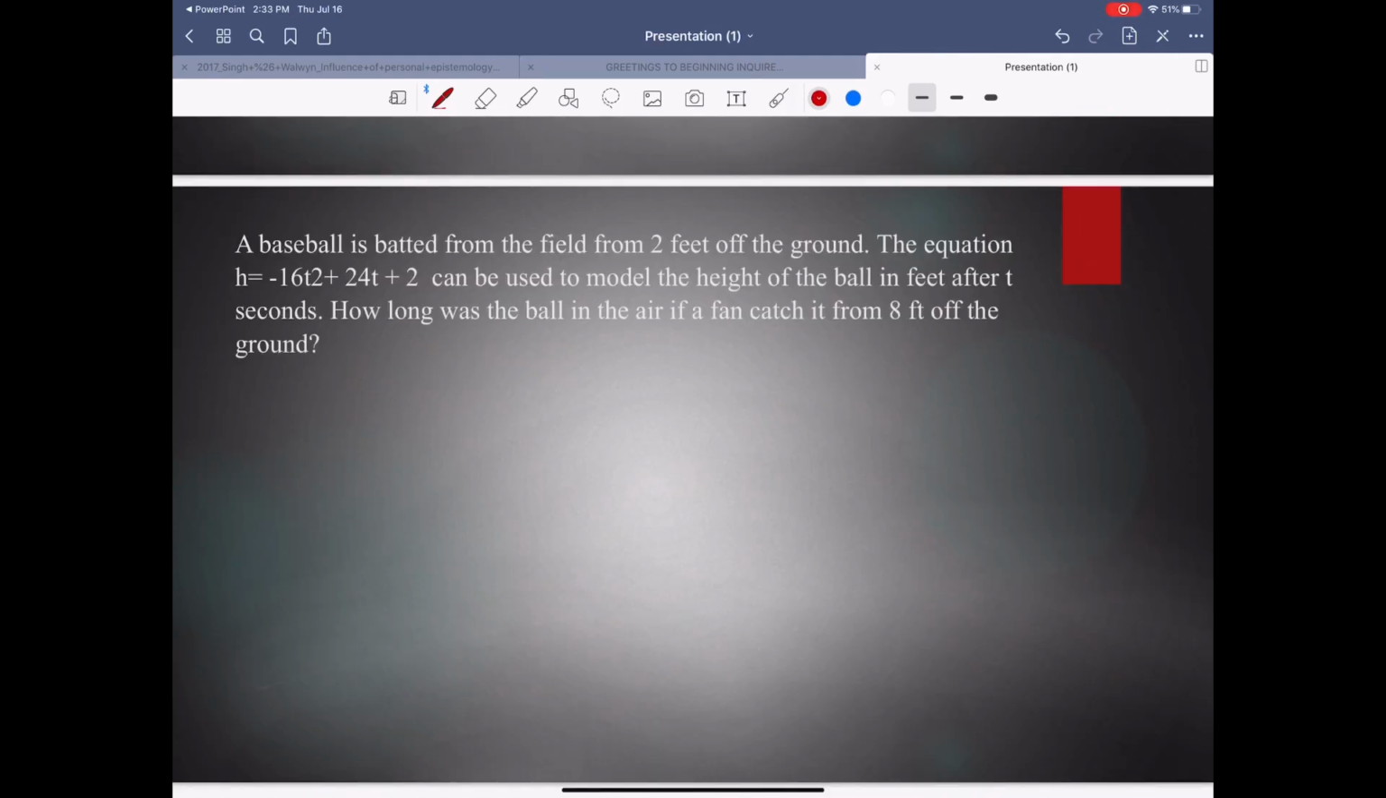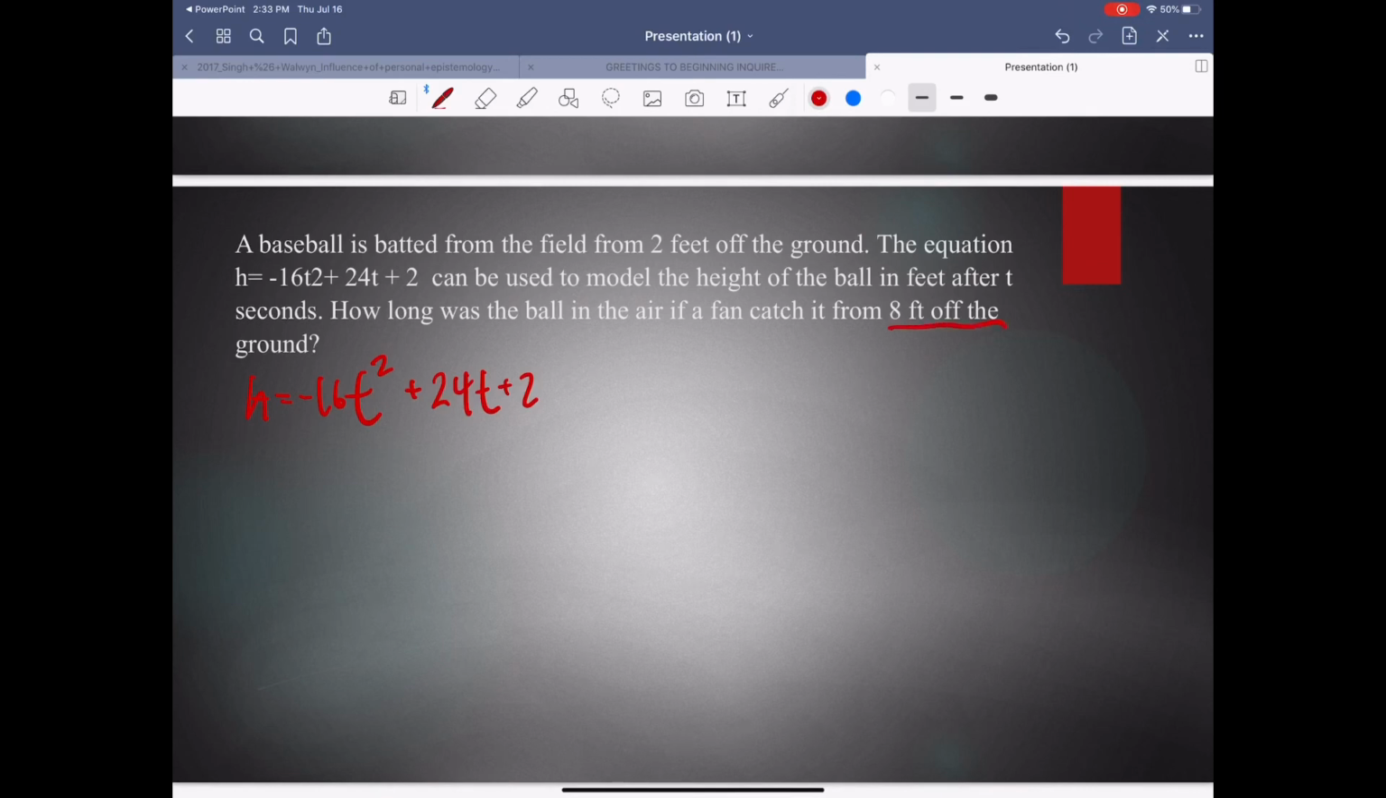All right, a baseball is batted from the field 2 feet off the ground. The equation h equals negative 16t² + 24t + 2 can be used to model the height of the ball in feet after t seconds. How long was the ball in the air if a fan catches it from 8 feet off the ground?